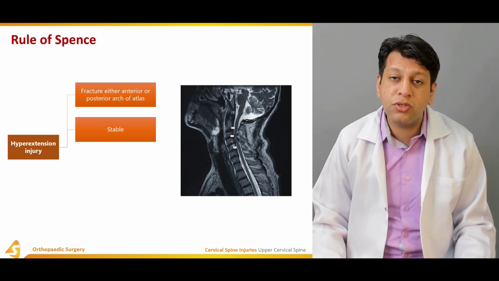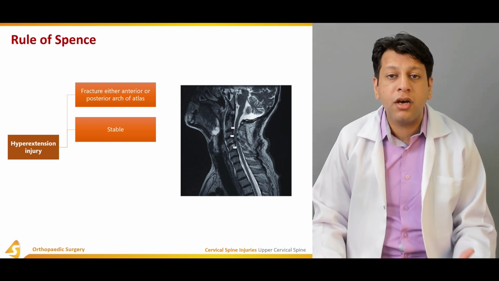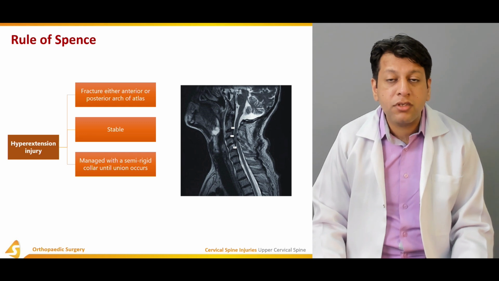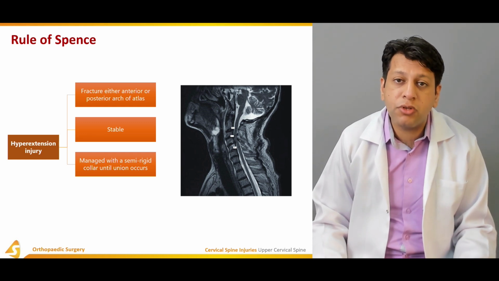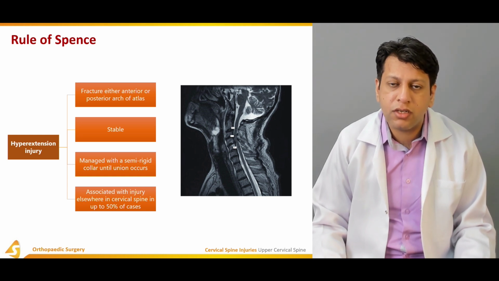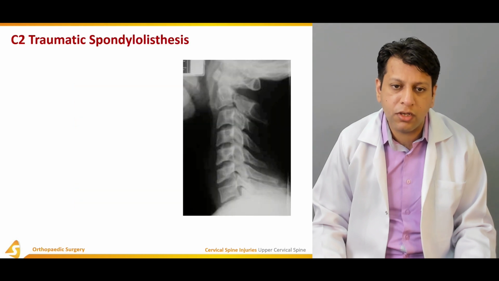If it is undisplaced, usually it's stable. If it is displaced, it's usually unstable. And if it is a hyperextension and stable injury, it can be managed by a simple cervical collar as well. It is associated with other cervical vertebral fractures in almost 50% of cases.